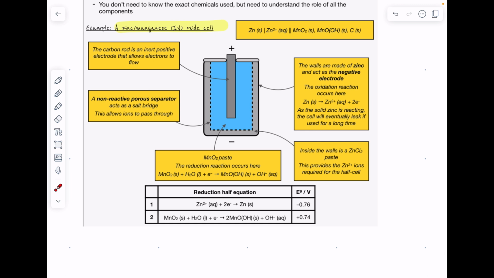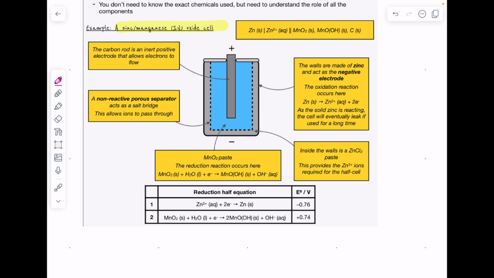Inside the walls, you have a zinc chloride paste, which provides the important Zn2+ ions required for the half cell. And then the manganese oxide paste is where the reduction reaction occurs, so you'll see the addition of electrons. And here are two reduction half equations. So now let's write the overall equation.